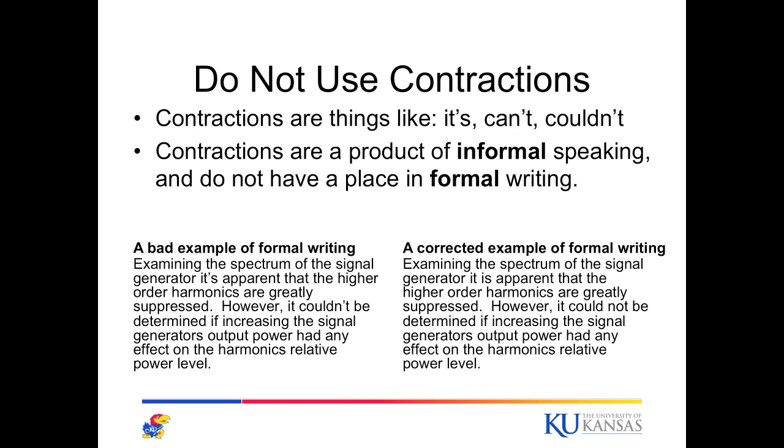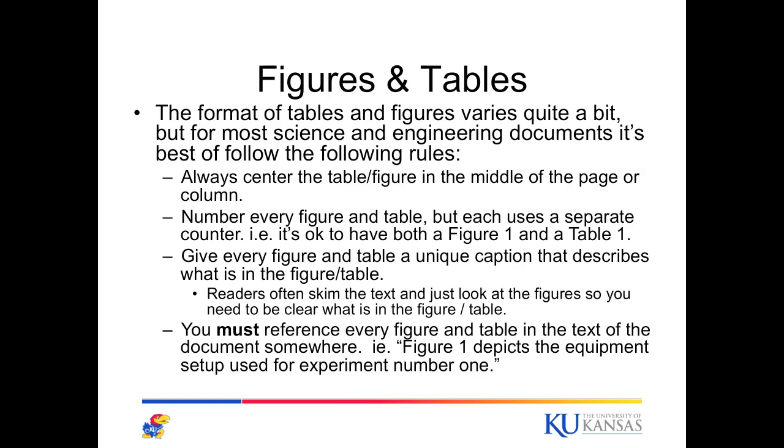The next common mistake I see is contractions. Contractions like it's, can't, couldn't, things like that. Very common in colloquial, conversational English. There it's fine, but in formal writing, it's not appropriate. There's an example here on screen you can pause and look at, but I think it's fairly obvious how to fix a contraction. You literally can just change it's to it is, can't to cannot, and couldn't to could not.